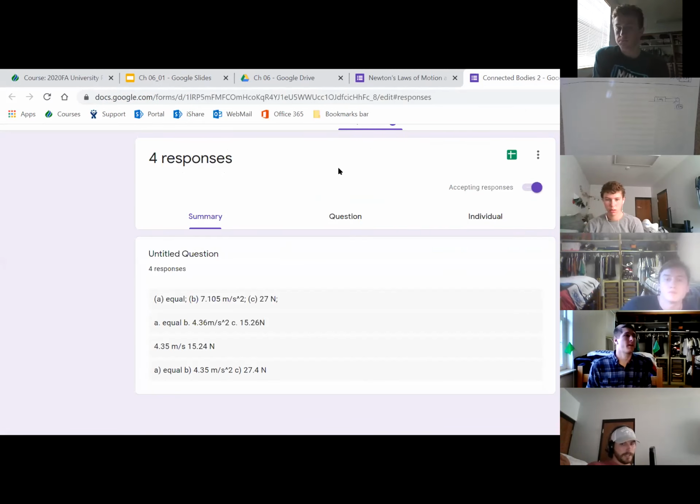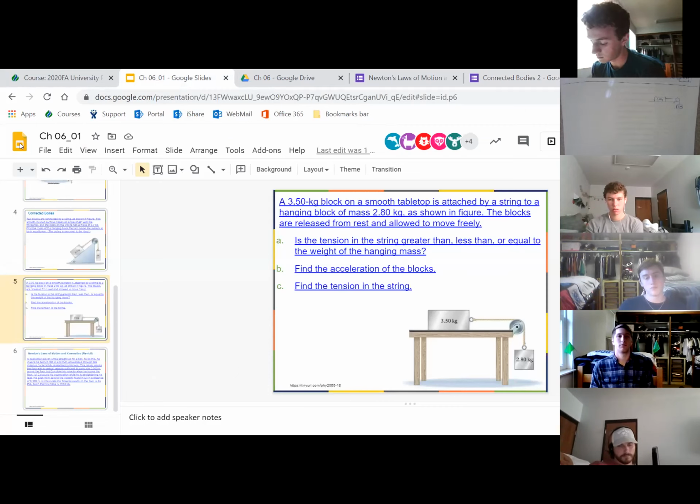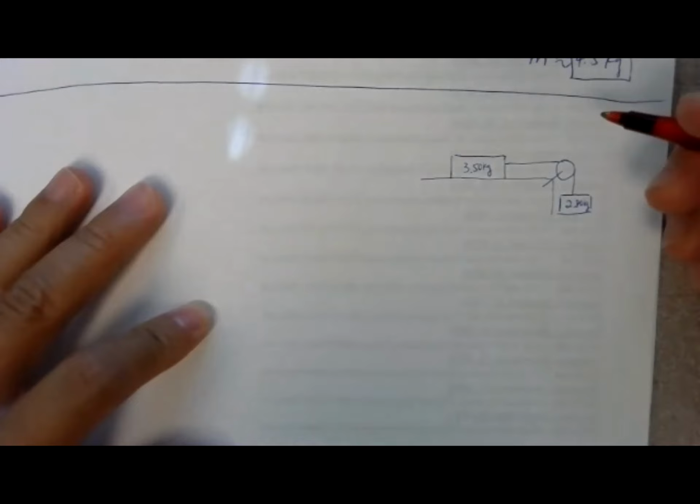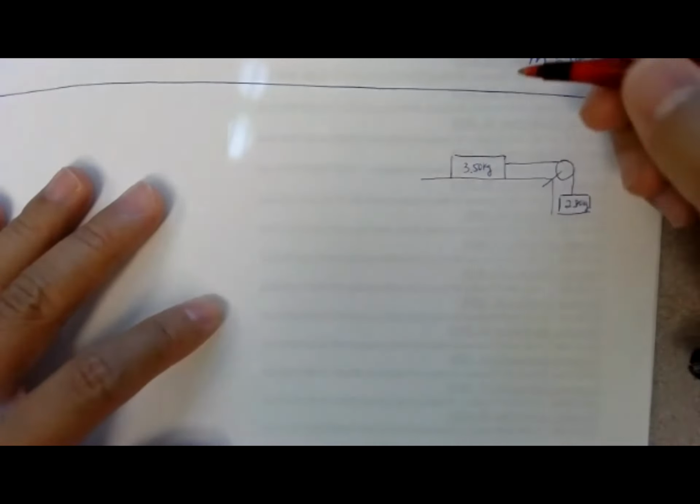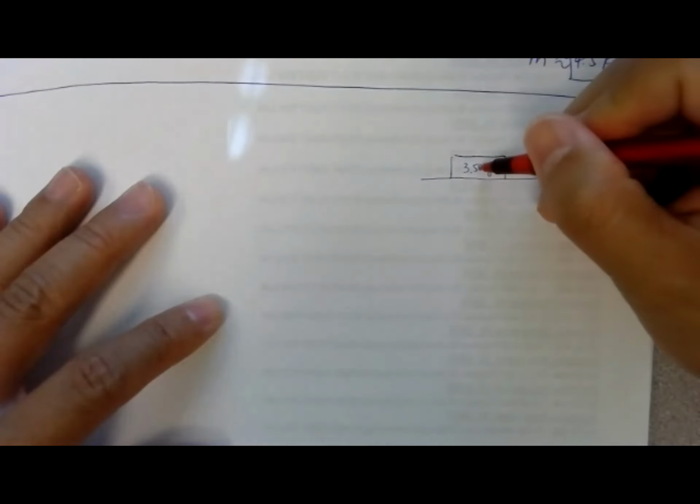All right, so let's take a look at it together. I'm looking at your responses here. Most of you said A, the tension is equal to the weight. Okay, so let's take a look. On my paper here, I have the two boxes drawn. Now we'll take a look at the boxes one by one. Let's look at the free body diagrams of them.